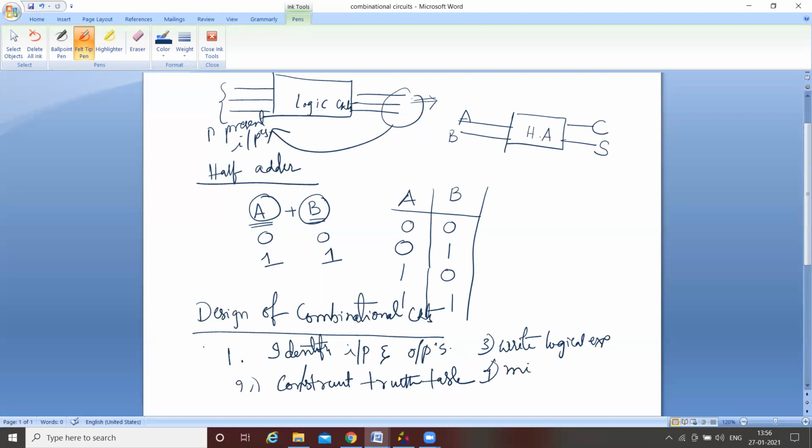Whatever we got, minimize this logical expression. And fifth one is implement logic circuit. So very simple. First one is identify inputs and outputs, and next one is construct truth table.